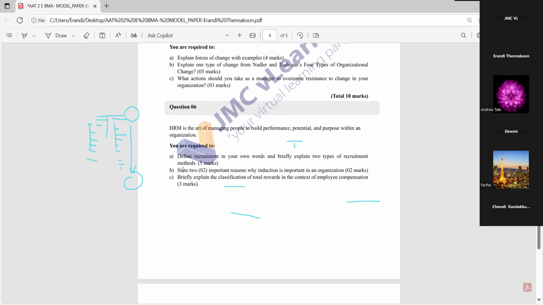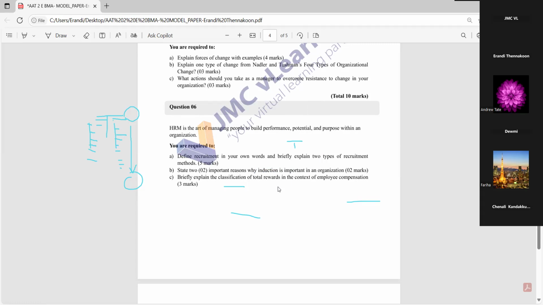And then, state two important reasons why induction is important. This is also a question that could come in past papers, right? Induction is important. What is induction? When a newcomer comes to an organization, we need to introduce the organizational culture to that person, right? You need to train that person. That is what we call induction in brief, right?